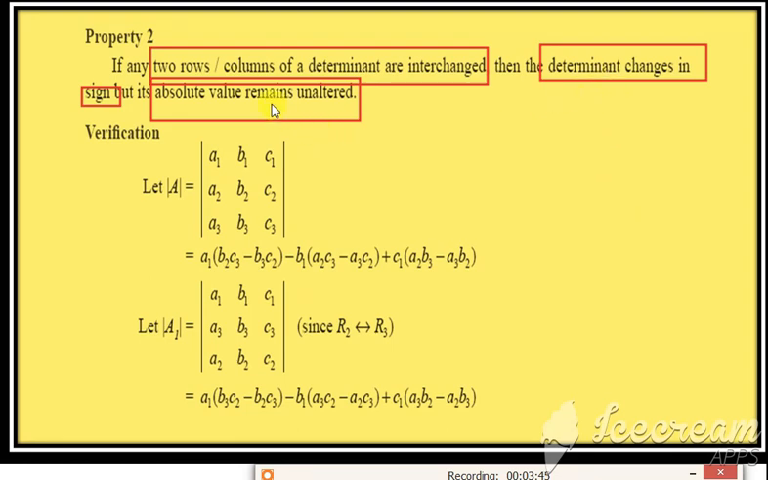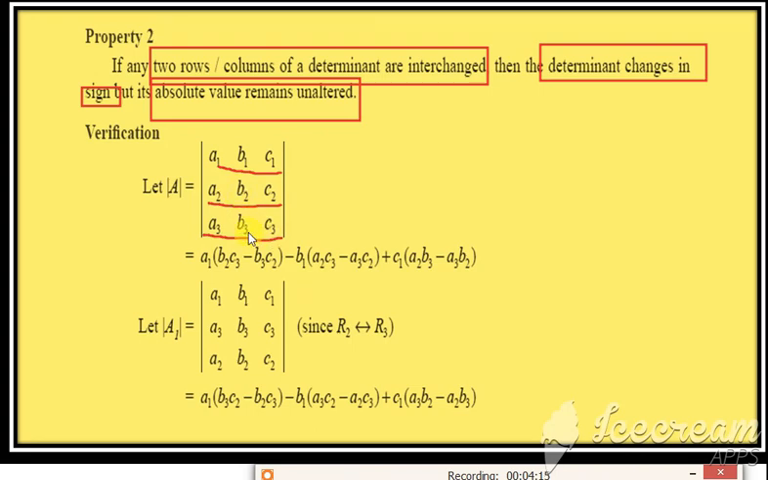So, verification here. Let determinant of A be equal to A1 B1 C1, A2 B2 C2, A3 B3 C3. I am taking this determinant. We know the expansion of a determinant, I am expanding here. So for A1, the corresponding column and row will be neglected. The remaining terms are B2 C3 minus B3 C2.